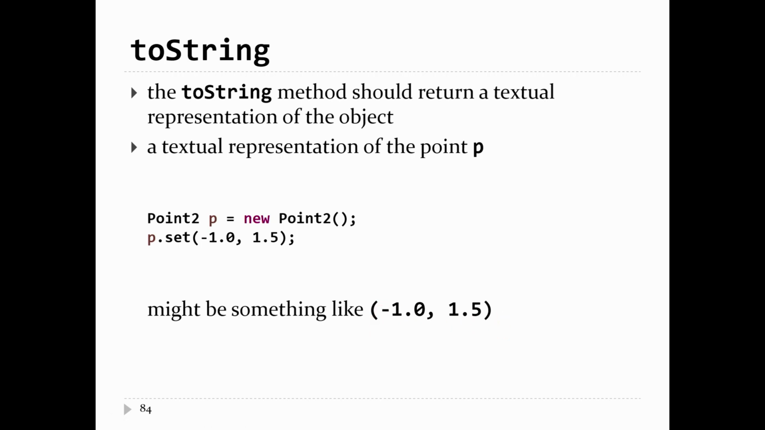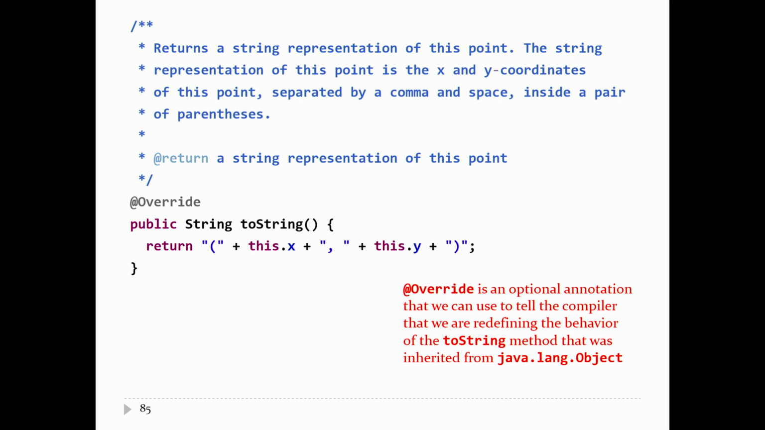You start with an opening round bracket, you end with the closing round bracket. That's just the x coordinate as a string. There's a comma, then a space, and then that's the y coordinate as a string. So it's very easy to implement this method. You start out with the opening round bracket, then the x coordinate. So you just concatenate the x coordinate with the opening round bracket. Then you concatenate the comma and the space. Then the y coordinate, then the closing round bracket. That produces a string which you can return.